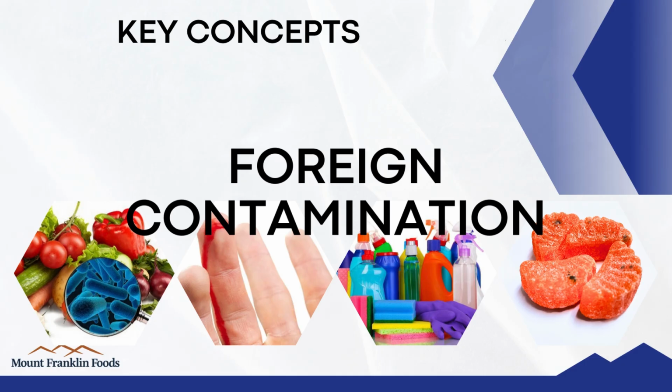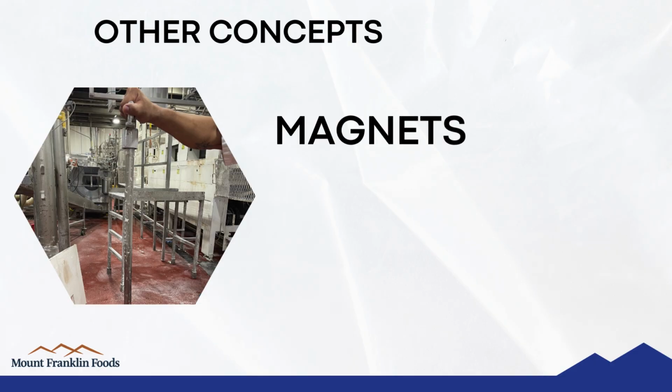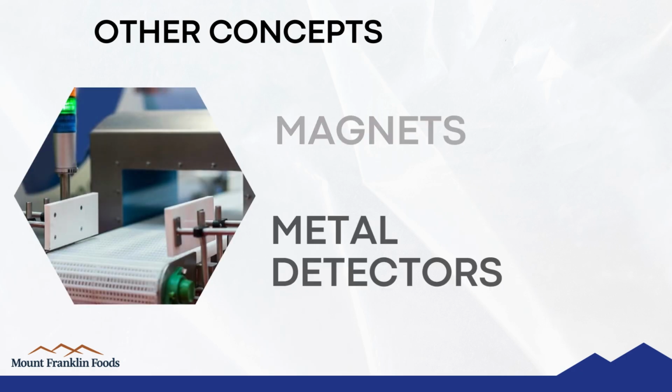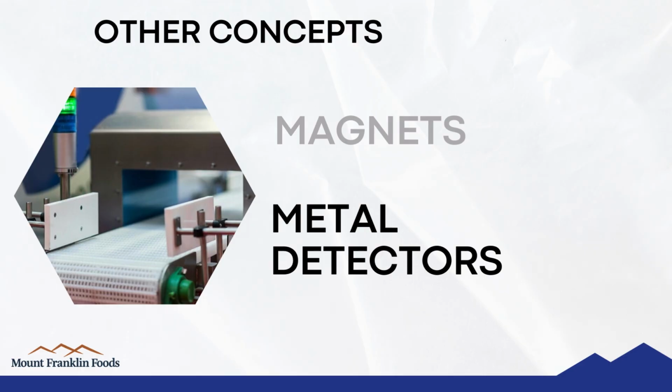Other concepts that we need to know are: magnets, a device used to separate metal impurities from the raw material or product, and a preventive control to avoid metal contamination in the product. Metal detectors, an electronic equipment that allows metal detection when the product passes through the sensors. They help us to detect non-ferrous, stainless steel, and ferrous materials, and are another preventative control to detect metal contamination in the product.